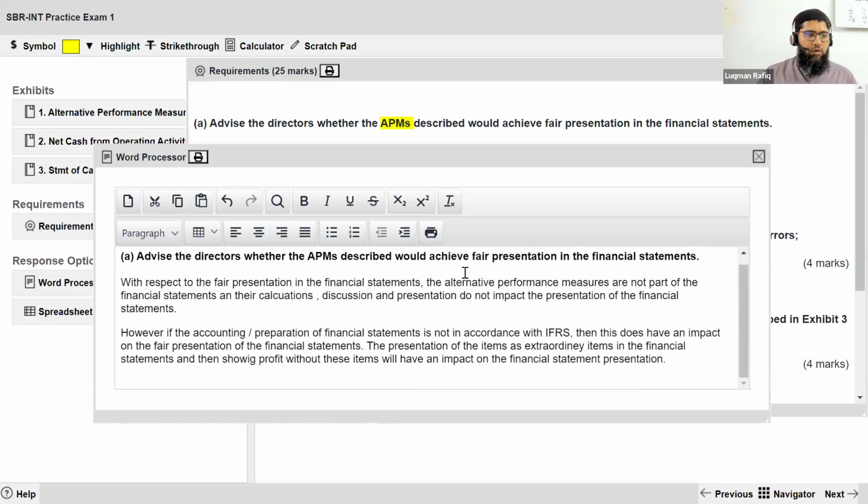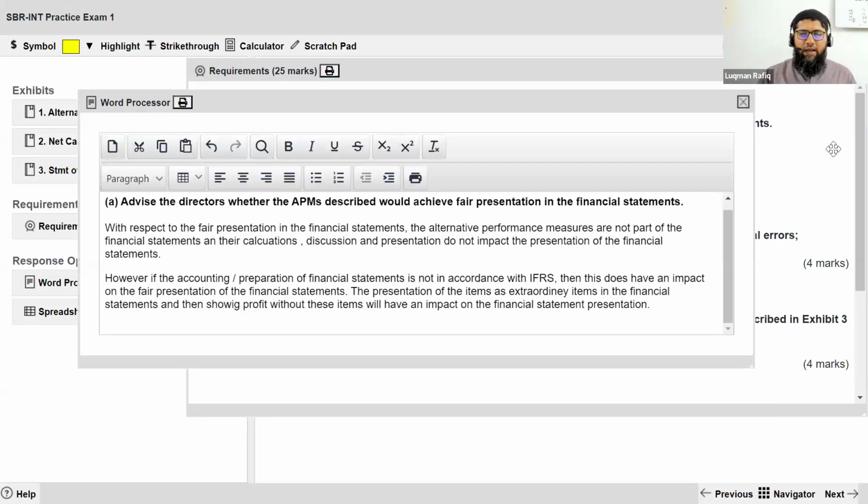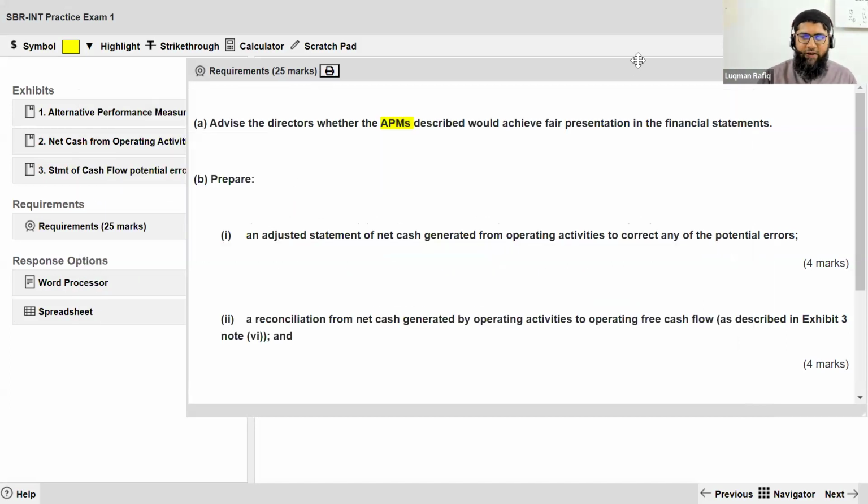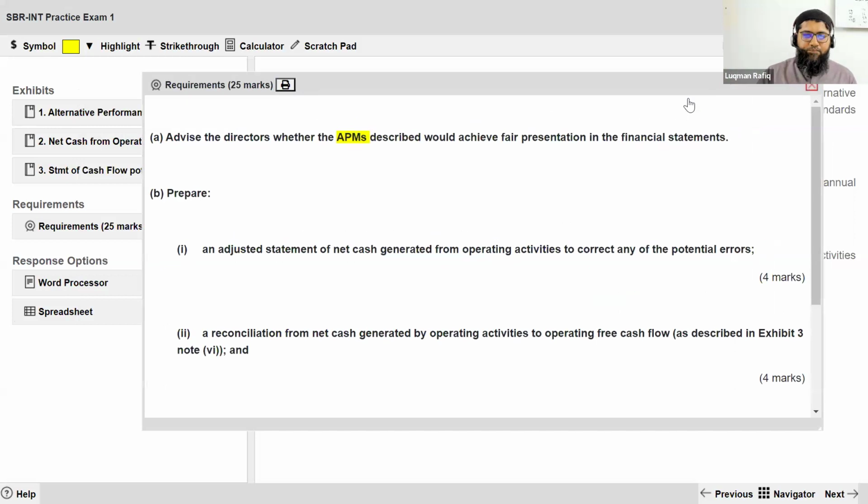Is that okay? Do you understand this? So that was one requirement, and we have actually discussed this because he talked about asking us what would be the impact of these alternative performance measures on the financial statements, right? Now let's move a bit forward and discuss further.